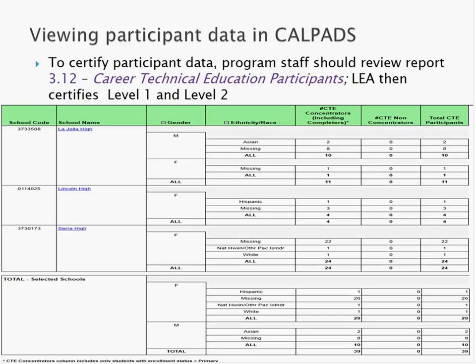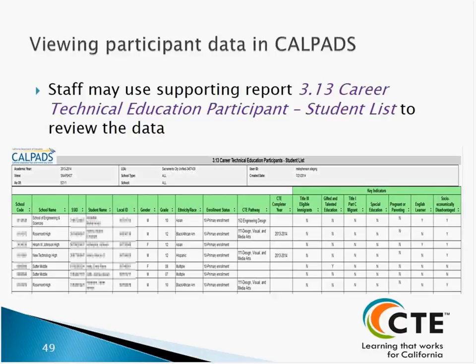Just a view of the CALPADS report that your district certifies for your CTE participants. All your LEAs, in order to certify, certify at both level 1 and level 2. As CALPADS reports work, this is an aggregate report, and then you can drill down to the next report, which is the student list, so you can see what students make up those aggregates.